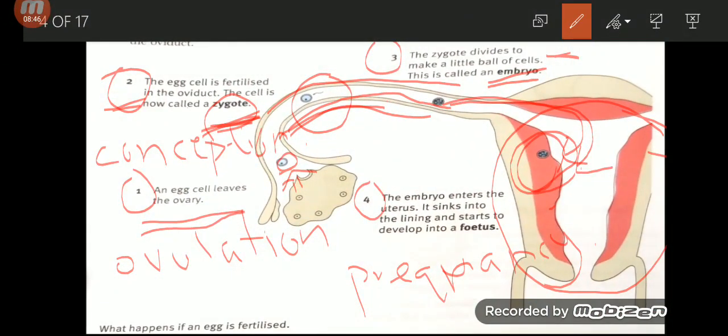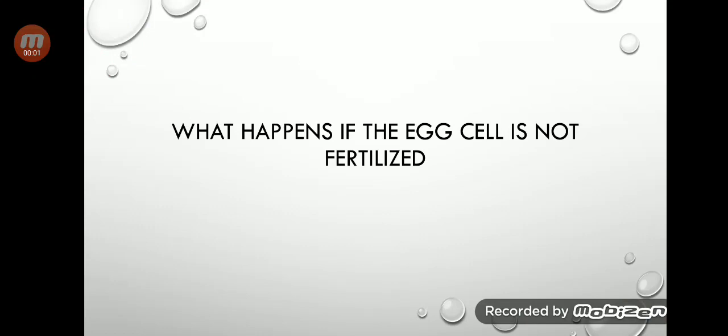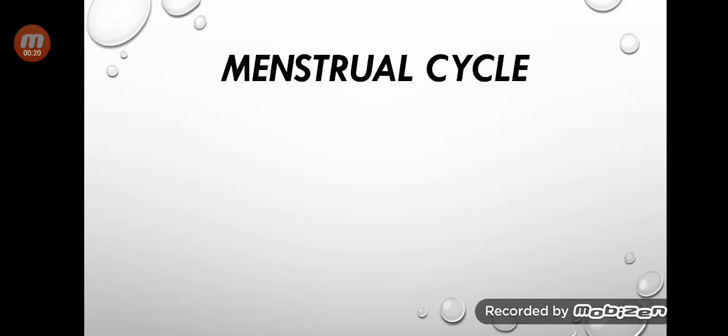Now, the second possibility. If the egg cell is produced but it is not fertilized, then what will happen? Because every month one egg cell leaves the ovary. So what happens if the egg cell is not fertilized? Okay, so now we are going to discuss what happens if the egg cell is not fertilized. In the first possibility, we have seen what happens if the egg cell is fertilized. Now we will see what happens if the egg cell is not fertilized.